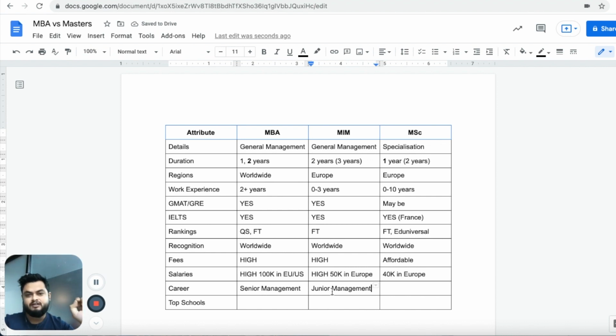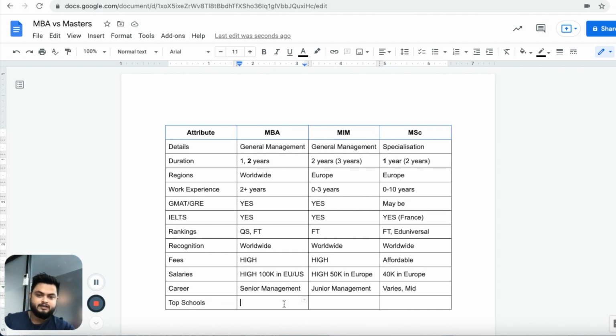You have 0 years of work experience. You're going for a general management program. You start from junior management. MSc varies. You can be in junior or mid-level management, again, depending on years of work experience. It does not really depend on the program. It depends on your profile. If you have 10 years of work experience in the MSc and only 2 years of work experience in the MBA, you still can have a senior level management job after doing an MSc.